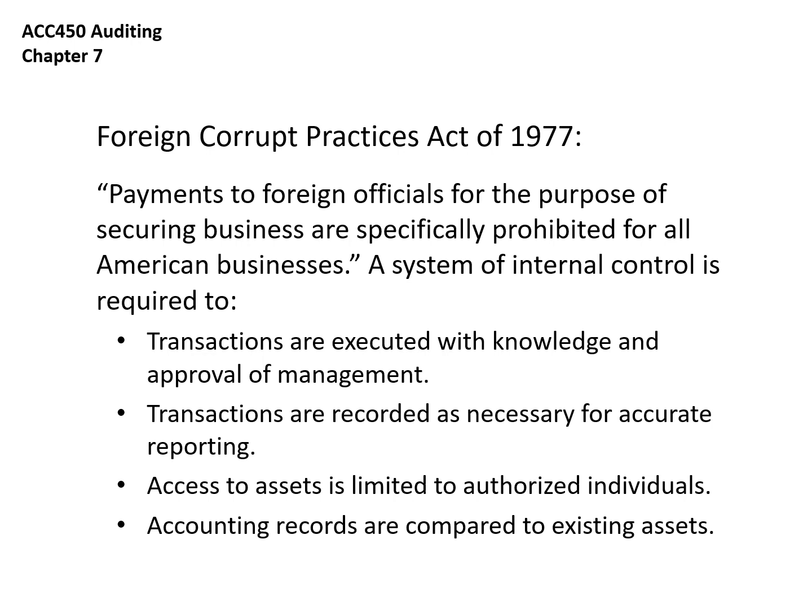So it described internal control as a requirement that all transactions are executed with the knowledge and approval of management. So there needs to be a system in place so that rogue agents within a company can't do something inappropriate without management's knowledge, that transactions are recorded properly for accurate reporting so that there's a trail that you can determine if this kind of activity happened or not, that access to assets is limited to authorized individuals, and that accounting records are compared to existing assets. So there's some form of reconciliation to make sure that illegal payments aren't made without the knowledge of management.